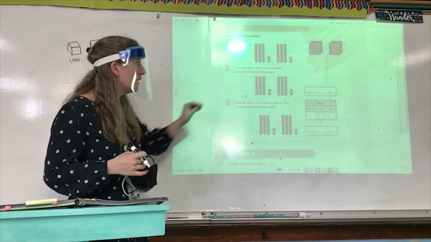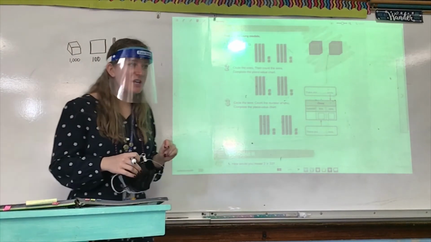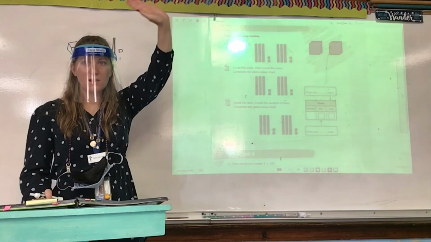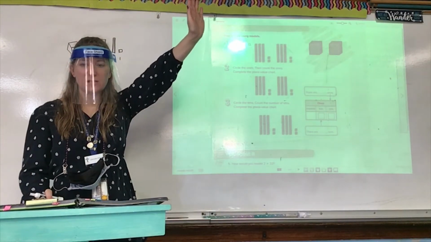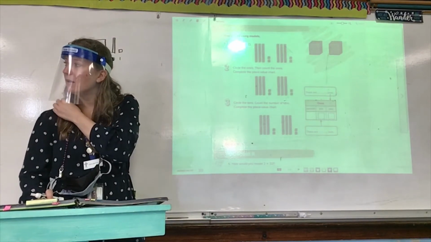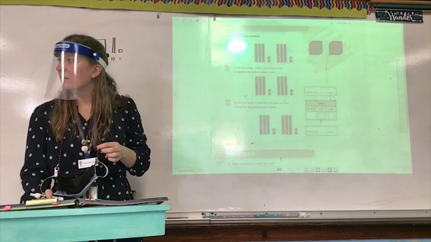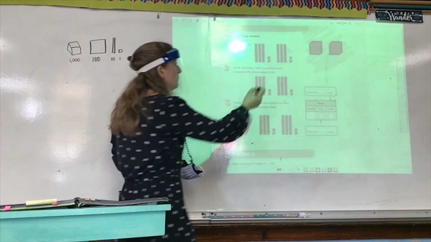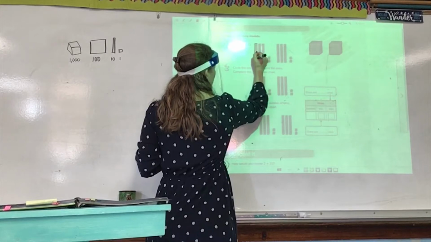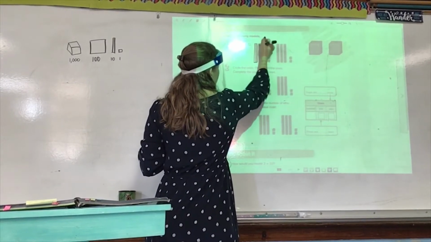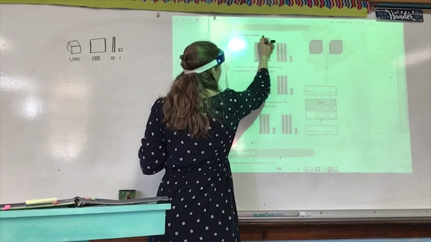So, first let's model 32. How do we model 32 using base 10 blocks? Aaron. A little louder. Good. So to model 32, do this so you get that muscle memory. Trace it. You use 3 10 rods.